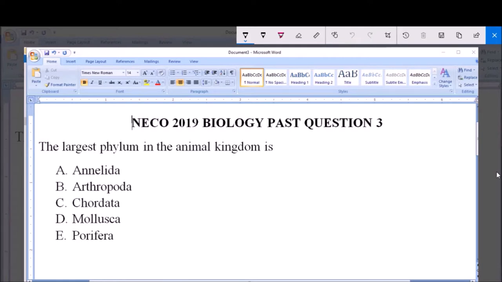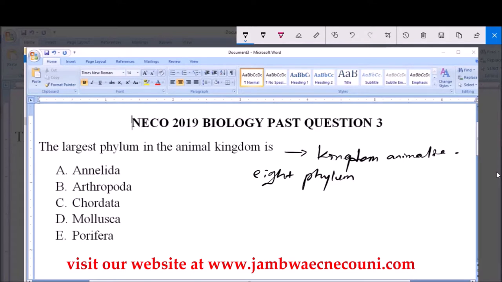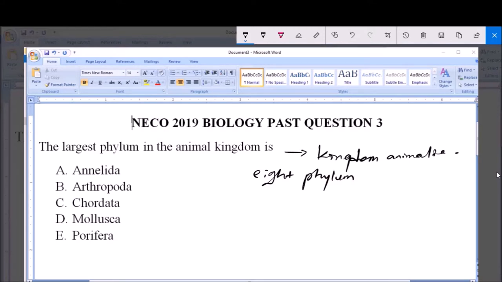Now the animal kingdom, also known as the kingdom Animalia, is actually composed of 8 phyla, ranging from phylum Porifera, Coelenterata, Echinodermata, Arthropoda, Annelida, Mollusca, Chordata, and so on. Now, out of these 8 phyla, the largest is the phylum Annelida. Arthropoda, sorry. Annelida is for the earthworm. So the phylum Arthropoda is the largest phylum in the animal kingdom.